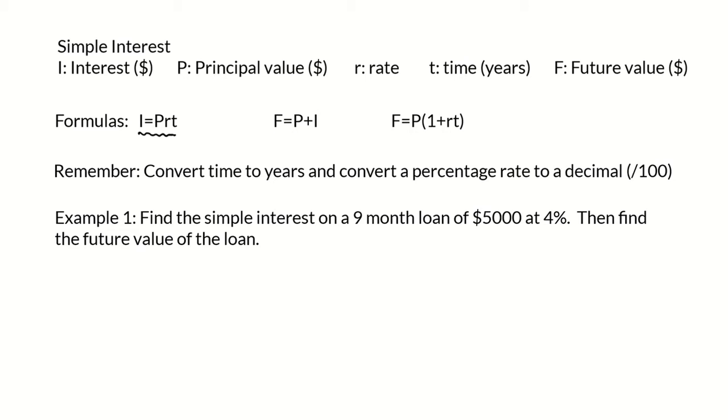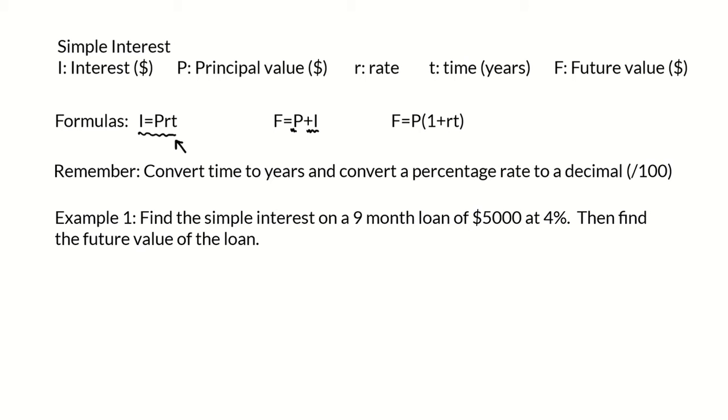The formulas that we use are interest equals principal multiplied by the rate multiplied by the time, and then to find the future value, we add the principal amount to the interest that is calculated using this formula. Or we can combine those two pieces into one formula and say that the future value is equal to the principal times 1 plus the rate times time.